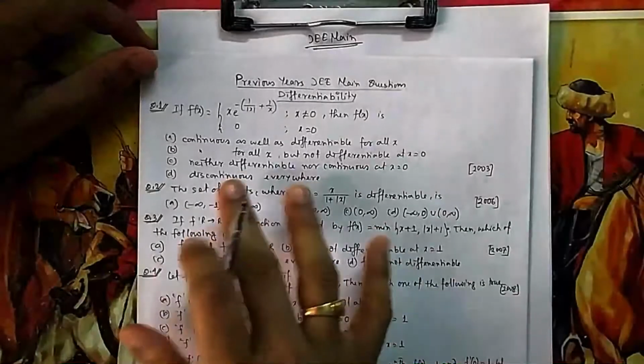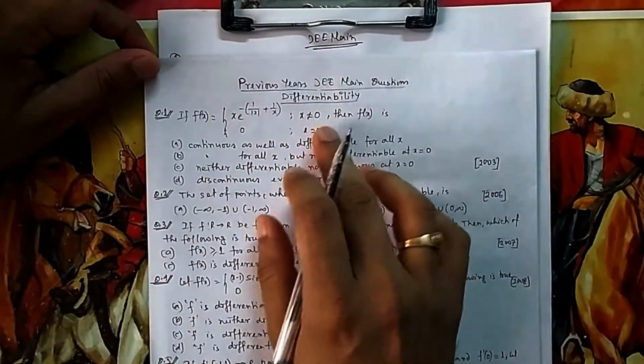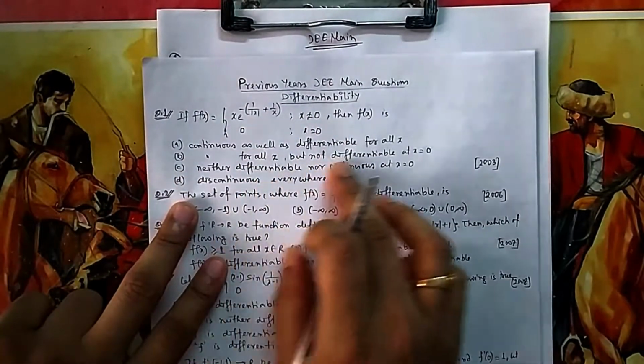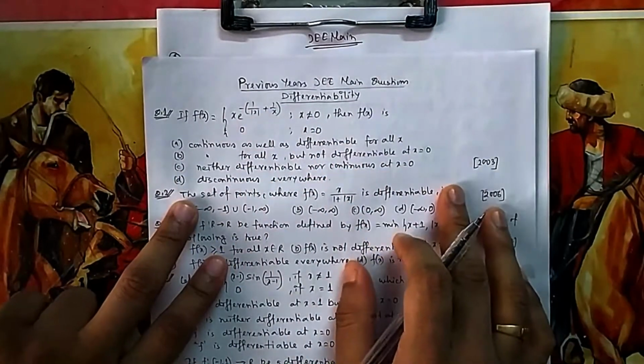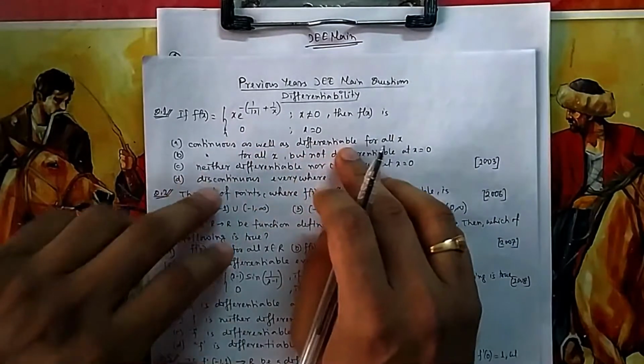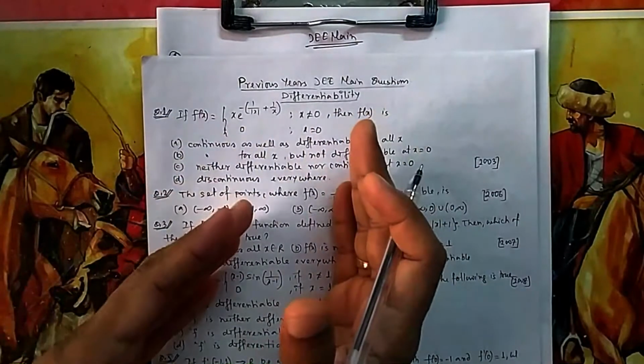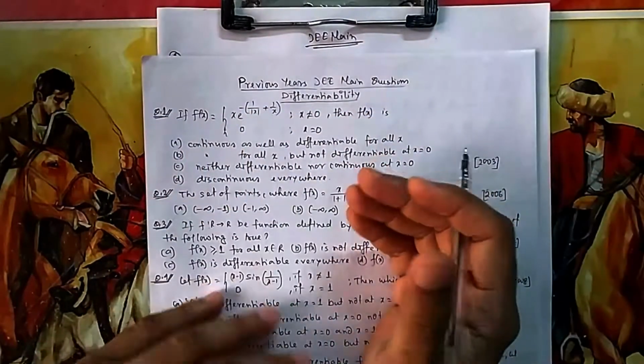See question number 1. If f(x) equals this, where x is not equal to 0, and f(x) equals 0 at x equal to 0, you have to see whether it is continuous or differentiable at x equal to 0. So for that you start with continuity. Even if they ask about differentiability, we always start with continuity, because if it is not continuous then there is no need to go for differentiability.